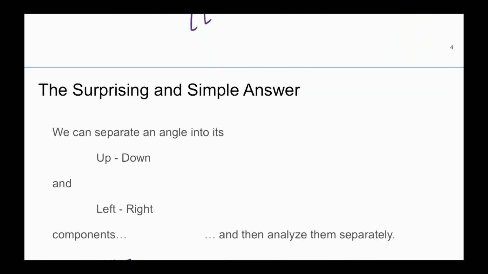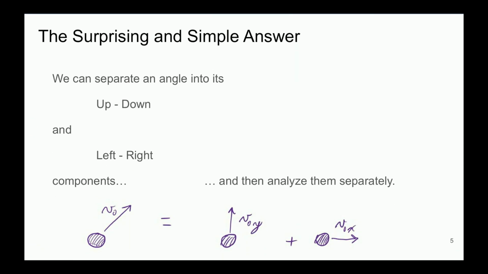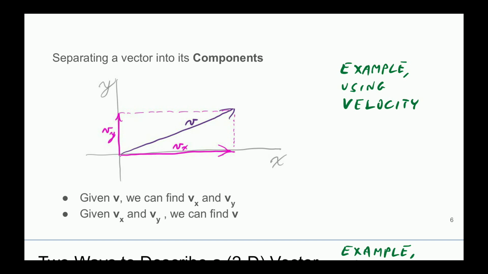And the way we deal with it is to split up our problem into up, down, and left, right. And if you know how to do that, you'll already know how to solve any physics problem using kinematics in two dimensions, because here's how you will do it. You'll take your vector, like say your initial velocity, you'll separate it into its y piece and its x piece. And once you do that, you know what to do with those pieces. We'll see some examples of that in a minute.